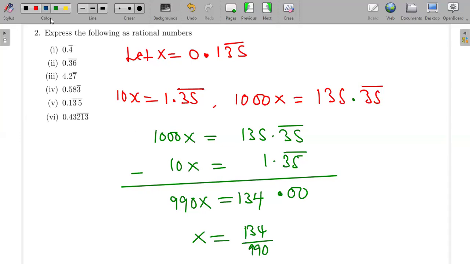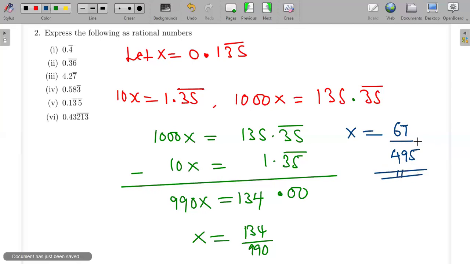So you ask yourself, is there a number that can go into 134 and 990 without leaving a remainder? Yes, it's there. We can try to put 2 there. So x is equal to 134 divided by 2, which gives 67, over 990 divided by 2, which gives 495. From here, I believe there's no other number that can go into 67 and 495 without leaving a remainder, so this will be our final answer.